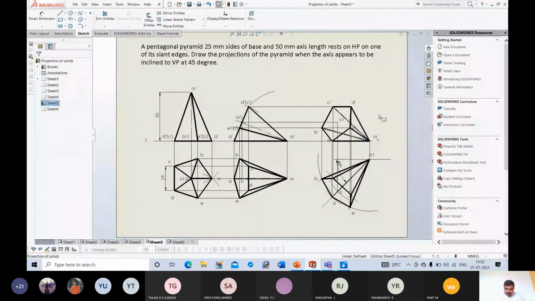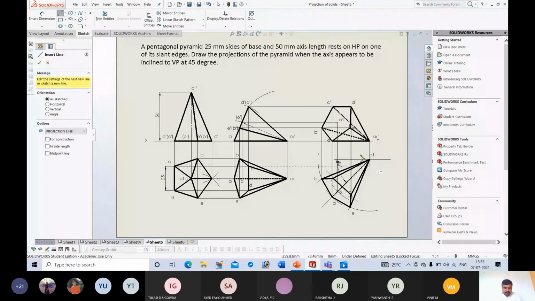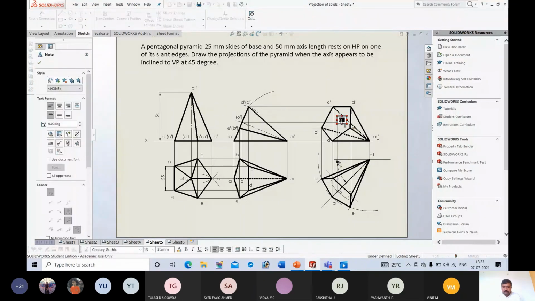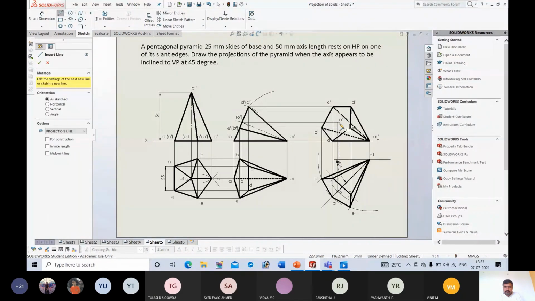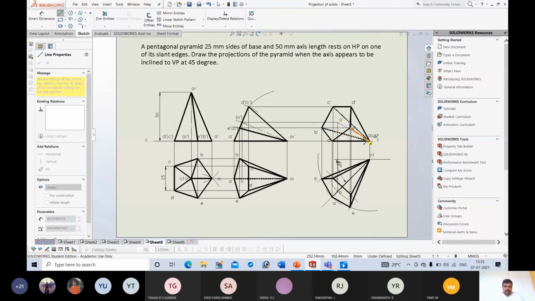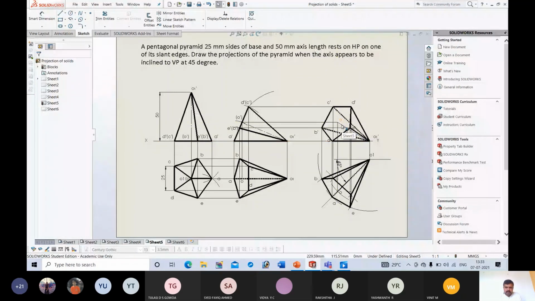Okay, next, I should represent the axis if possible. If the axis is not overlapping with any of the slant edges, then I should represent the axis. Otherwise, you may lose marks in the exam, and that is not the proper way of representing a solid. So if it is possible, you should represent the axis also. So I will draw a line connecting O1 dash and O dash. Okay, next chain dash. This is the final view.